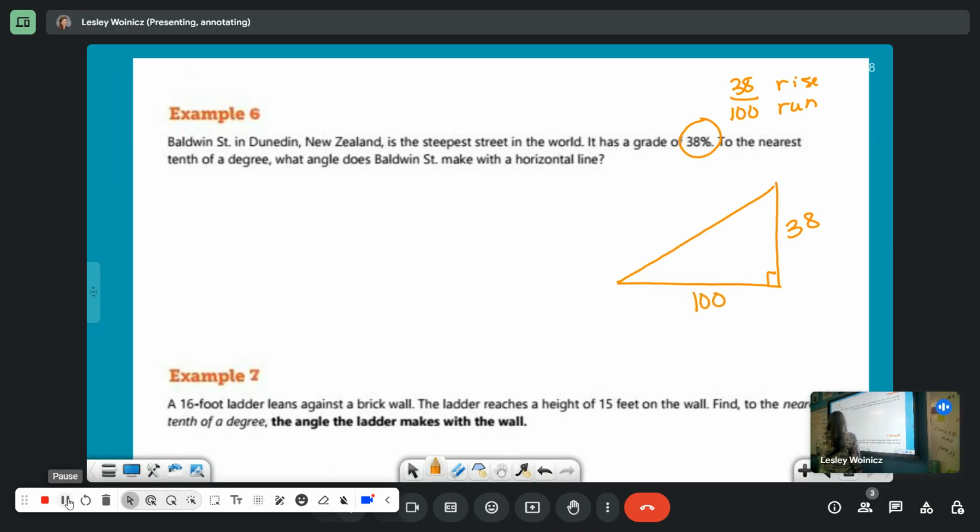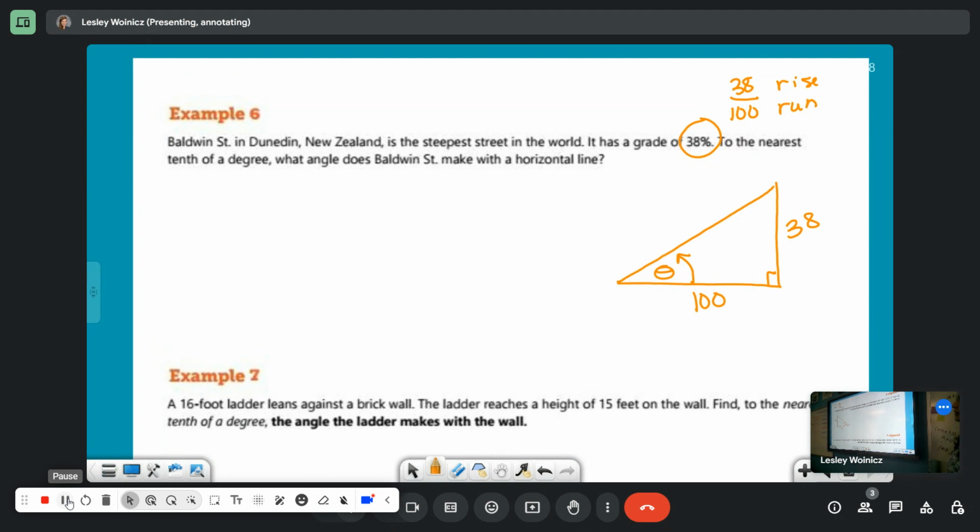Okay, and it's asking me for the angle. So we're going to call this angle that the street makes with the horizontal, we're going to call him theta. That's just a Greek letter that we use as a variable a lot for angles. So the more you use it, the less scary it is. It's just a Greek X, like an X.